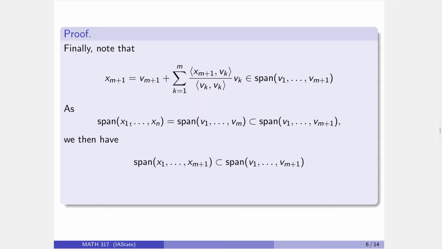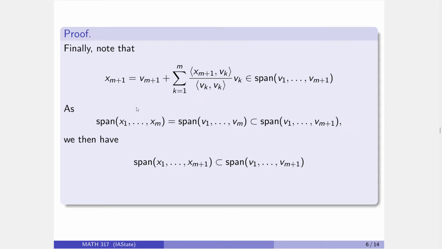Now, by, it should be an m. Man, doing great with the m's and the n's today. All right, the span of x1 to xm, by hypothesis, is the span of V1 to Vm. Note this is contained in the span of V1 to Vm+1, because it just added one more element, so the span got bigger.